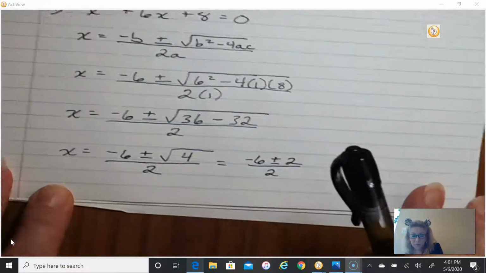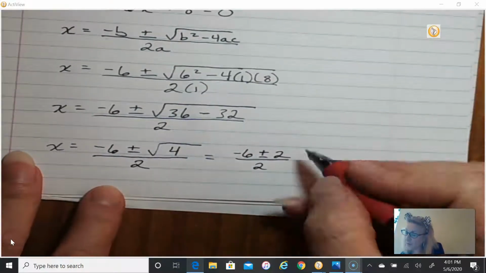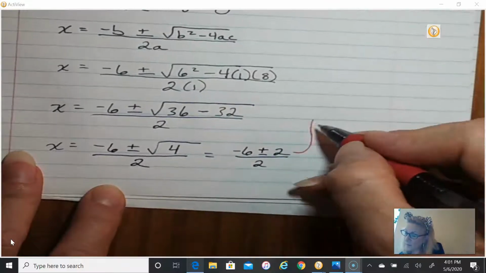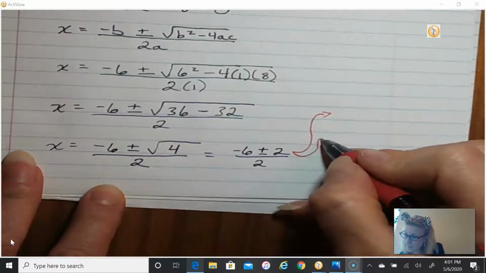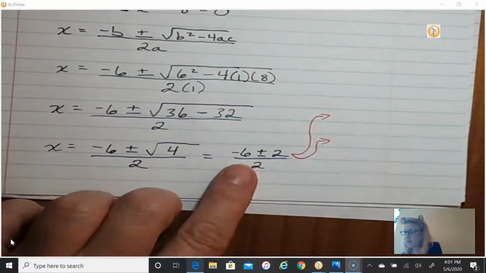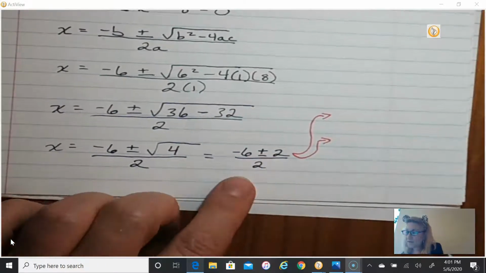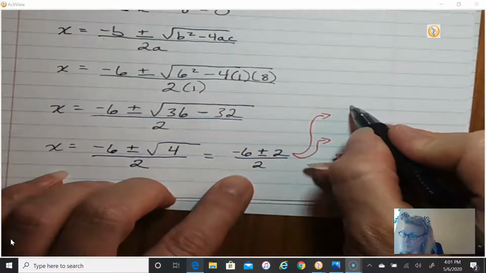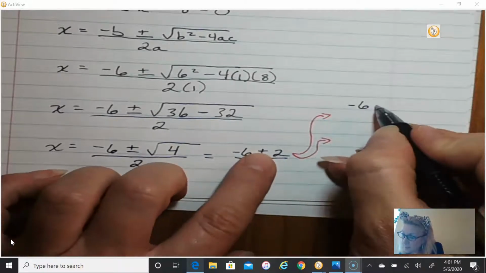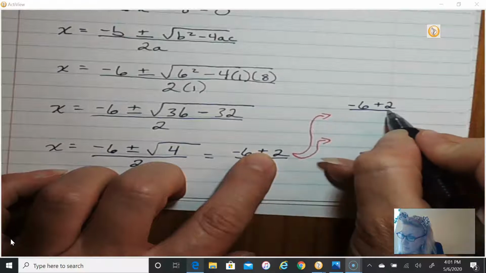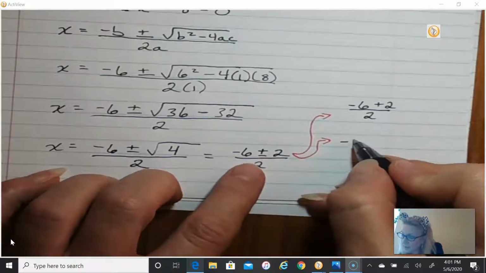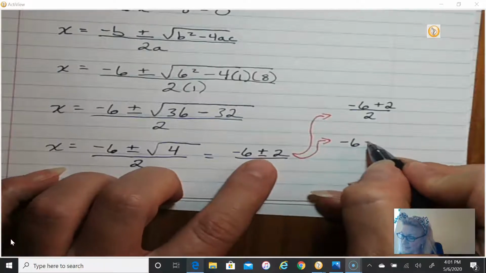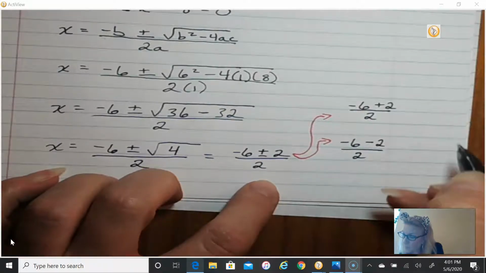All right, now that we're here, remember those arrows from yesterday? Ooh, I'm running out of room. Okay, because that plus and minus. So this top one, I'm going to do it up here. Negative 6 plus 2 over 2. And then down here, I'm going to have negative 6 minus 2 over 2.